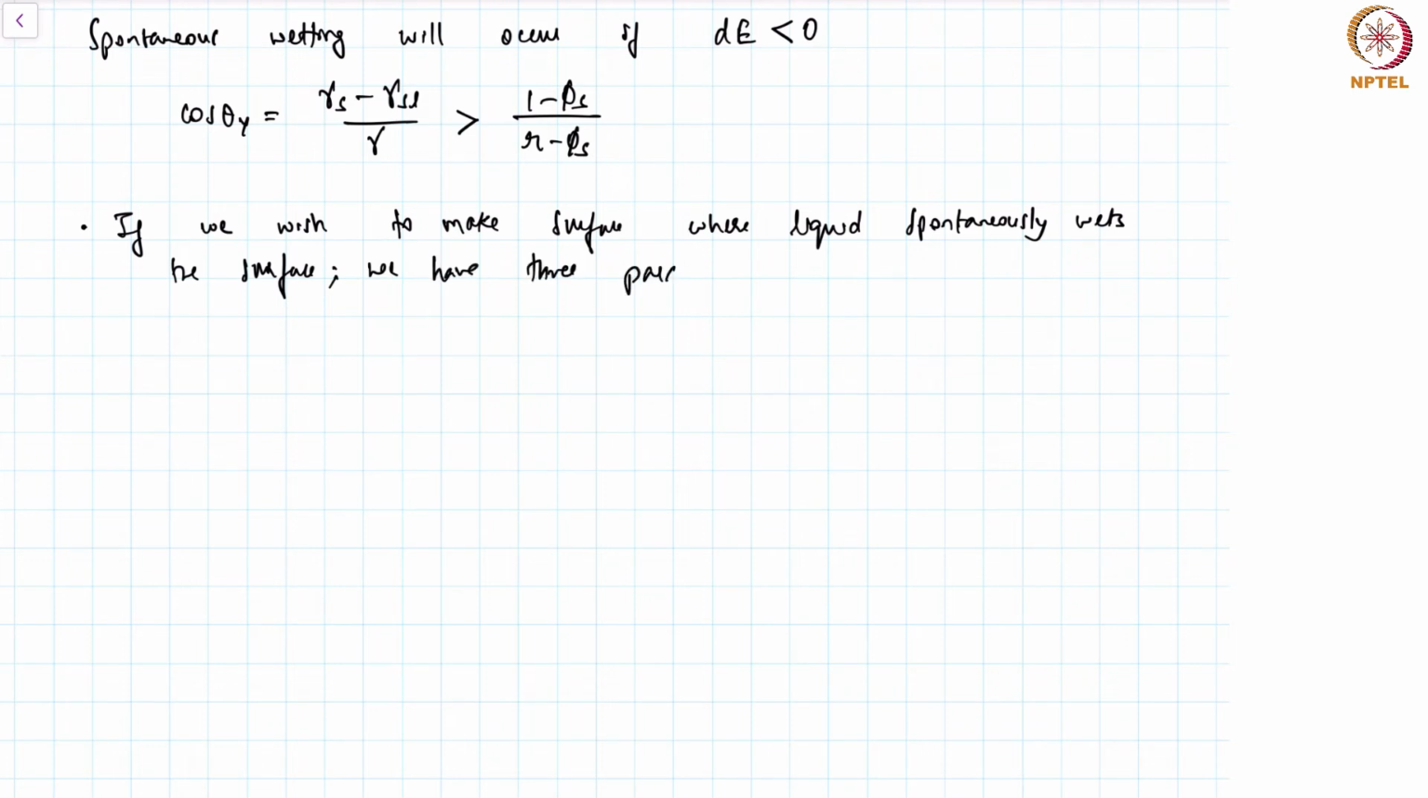Three parameters to control, such that the above inequality is met. What are the three parameters? The first one, theta y, can be altered using surface treatments.